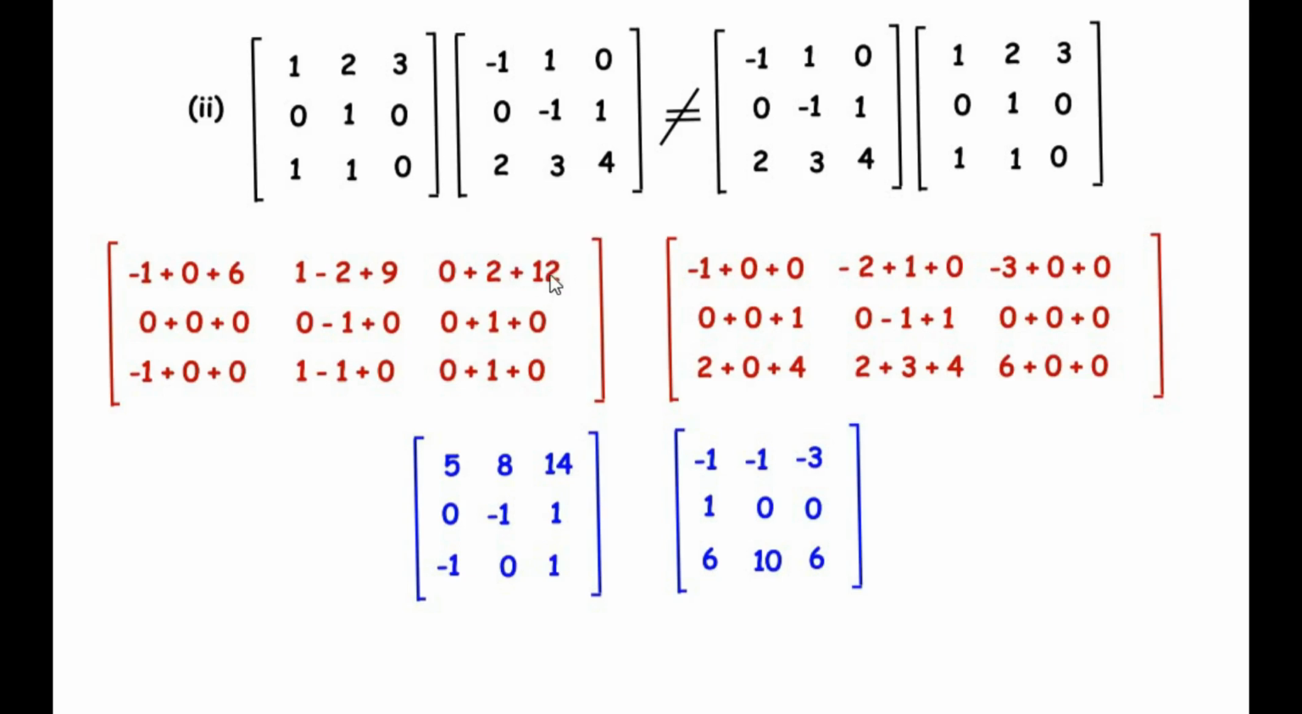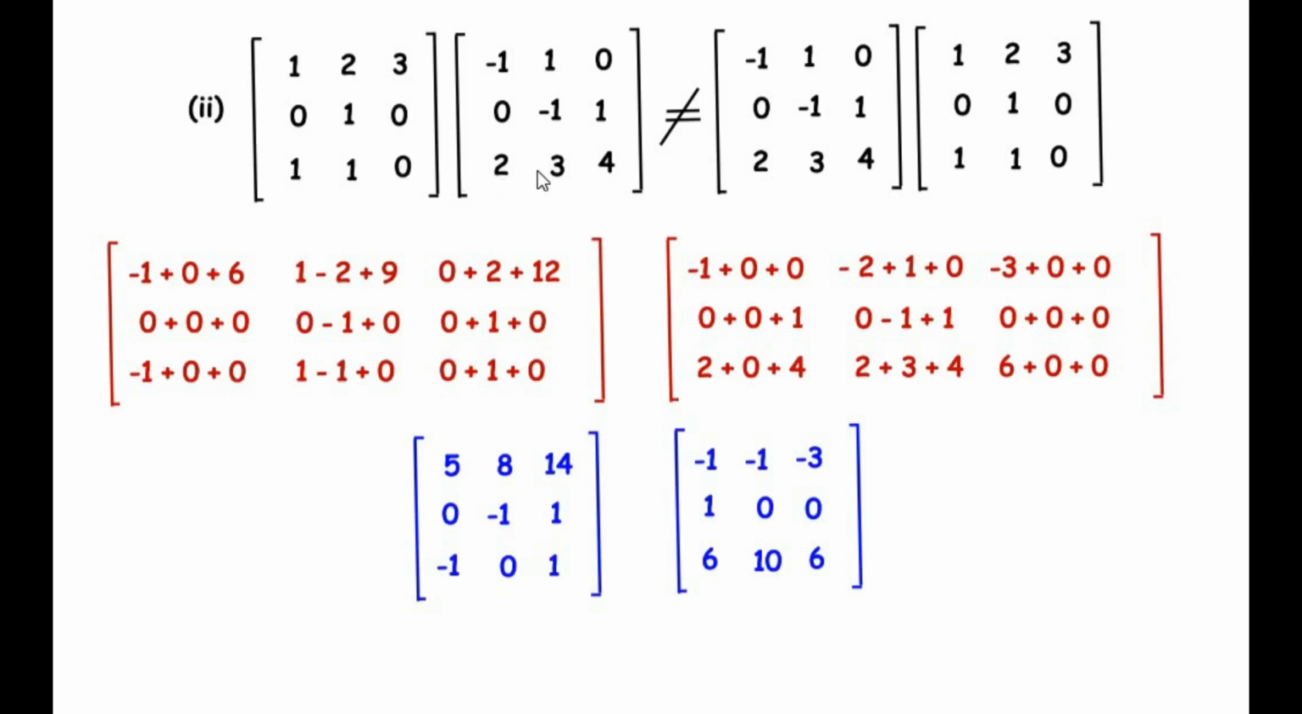Now first row and third column, 1 times 0 is 0, 2 times 1 is 2, 3 times 4 is 12. Now second row and first column, 0 times minus 1 is 0, 1 times 0 is 0, 0 times 2 is 0. Now second row and second column, 1 times 0 is 0, 1 times negative 1 is negative 1, 0 times 3 is 0. Now second row and third column, 0 times 0 is 0, 1 times 1 is 1, 0 times 4 is 0.